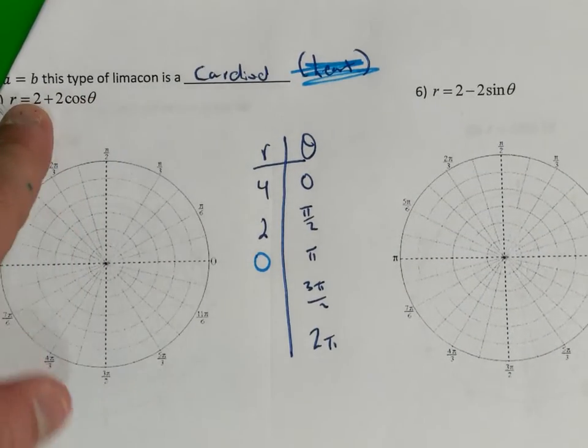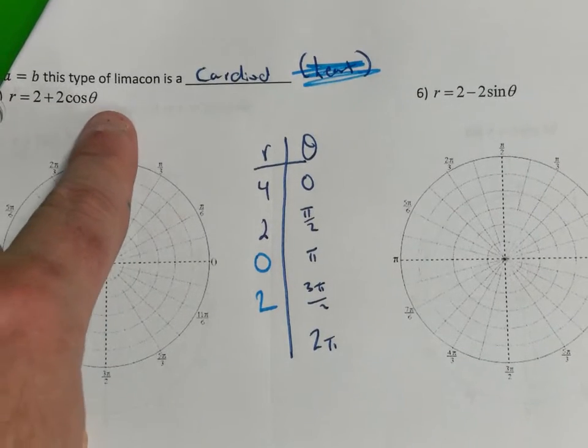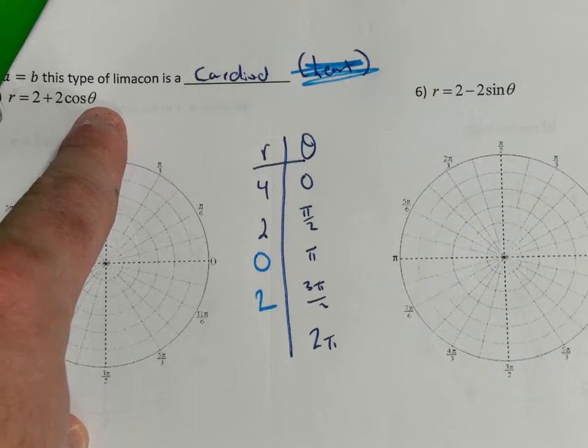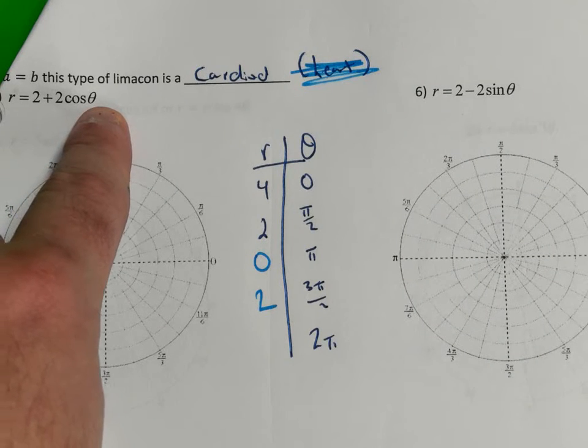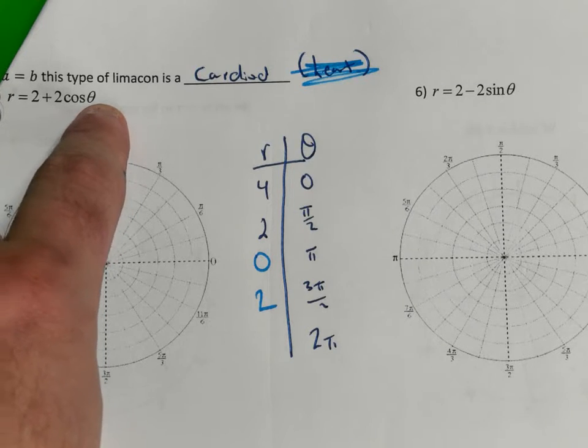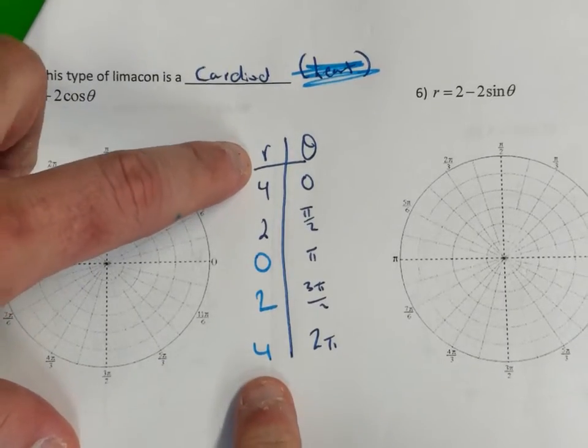3 pi over 2. Cosine of 3 pi over 2 is 0, so that makes this 0. You're left with what value? 2. Cosine of 2 pi. What's cosine of 2 pi? 1. Very good. Cosine of 2 pi is 1. 1 times 2 is 2, plus 2 is... Should these be the same?